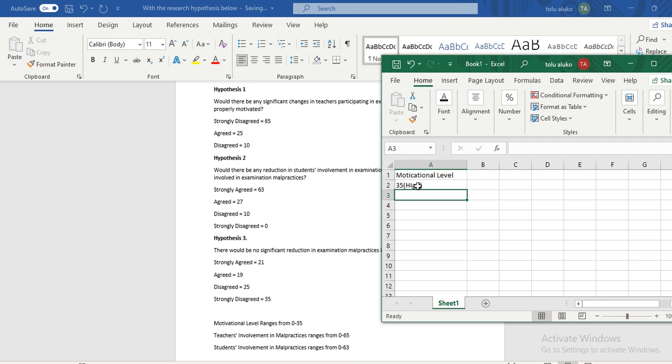I will pick it from 35, 30, which is still high. 25, which is still high. 20, I can call this 20, medium. 15, medium. 10, which is low. 5, which is low. 0, which is low.